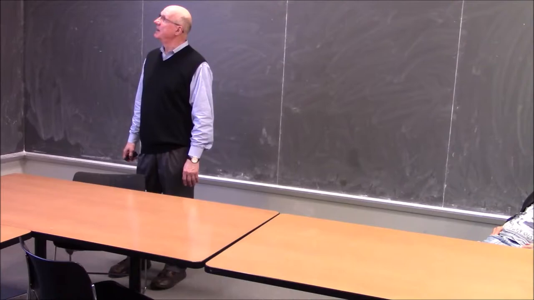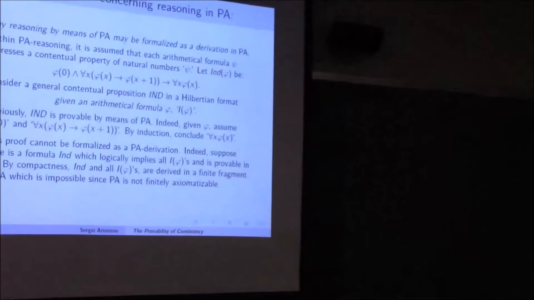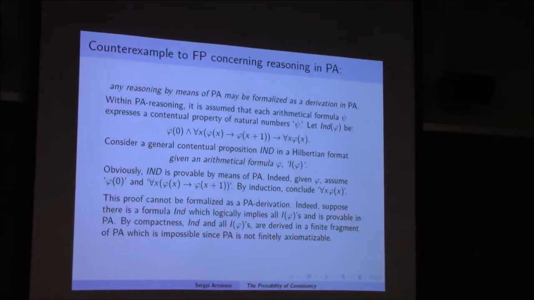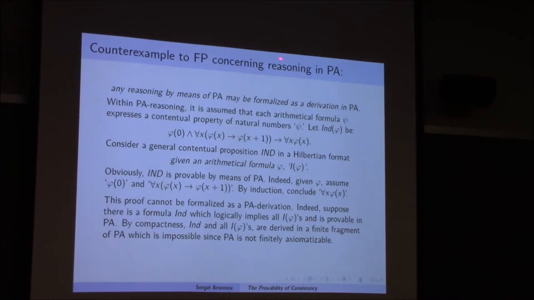And here's a counterexample, which is already in mathematics. This is contentual and formal mathematics, but it is mathematics. It's not about causal understanding. So, a counterexample to the formalization principle, FP, in consideration of PA. I speak about the formalization principle regarding the tools formalizable for reasoning in PA, in our meaning and in our understanding, which is good enough for my purposes, because I'm talking about the tools formalizable in Peano. So any reasoning by means of Peano may be formalized as a derivation in Peano. This is the thing which I want to disprove.